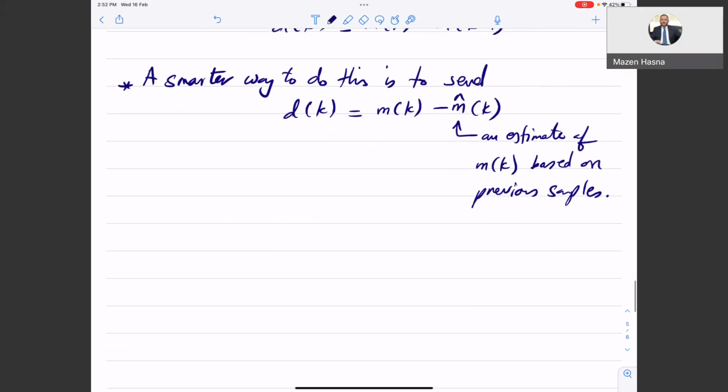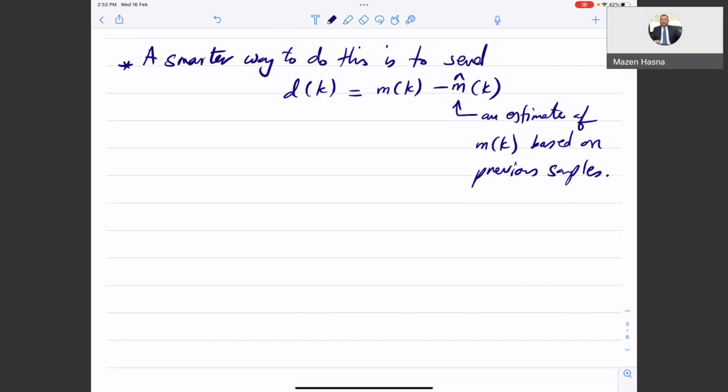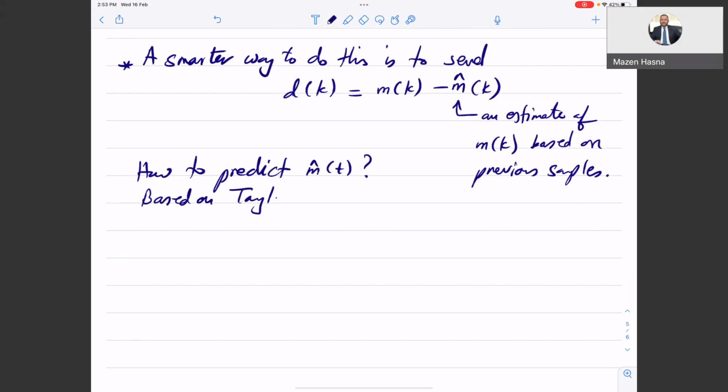So how do we do the estimation, or how to predict? I'll try to finish in 7 minutes or so. How to predict m hat of t, or m hat of k. Prediction will be based on the Taylor series expansion. Not sure, probably you are covering something like this in the DSP course, or you will do it later. But basically, Taylor series, what does it say?